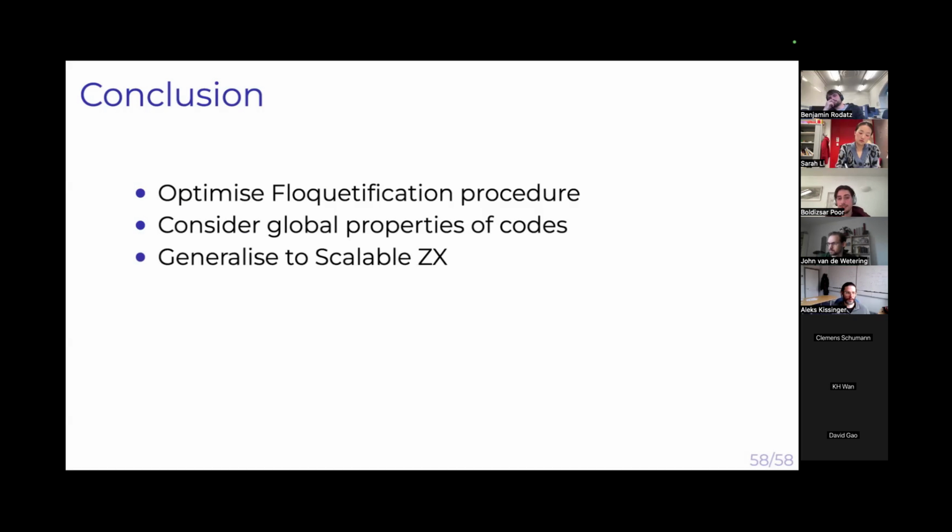Generalize this whole notion to scalable ZX. So there are other papers that use scalable ZX for error correction in a very neat way, and we also have found a couple of examples where scalable ZX would be a nice way to be used.